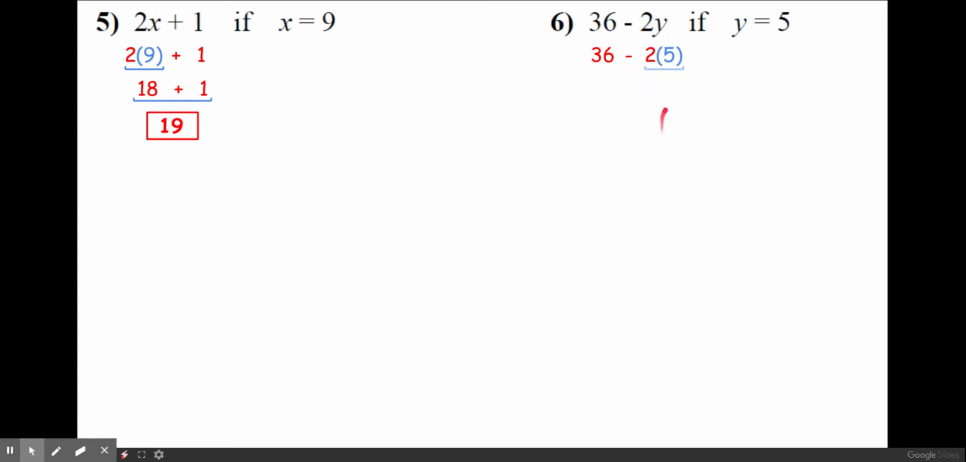You have 2 times 5, which is 10. Bring everything else down, the minus sign and 36. Now 36 minus 10 is 26. That's our answer. Box it.